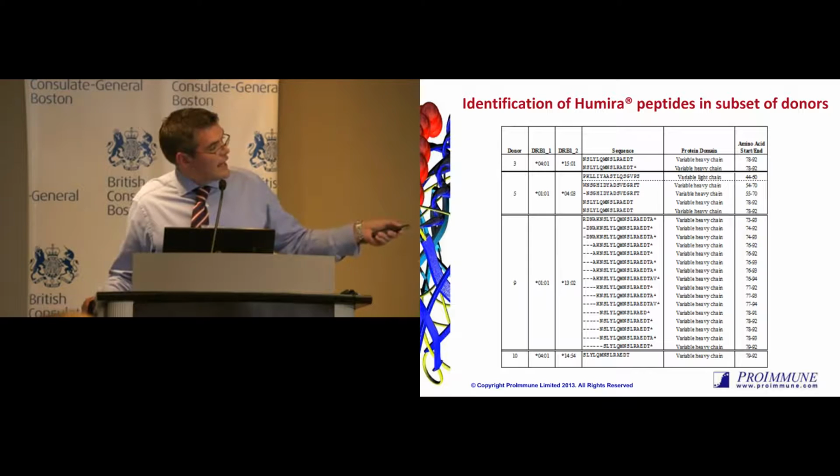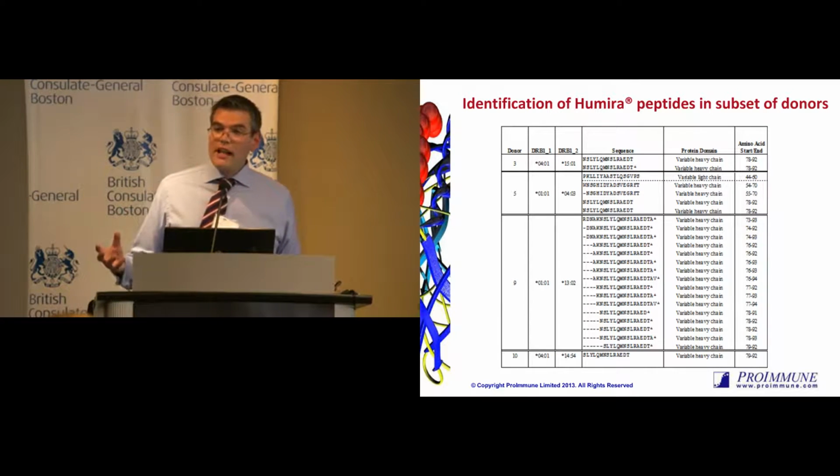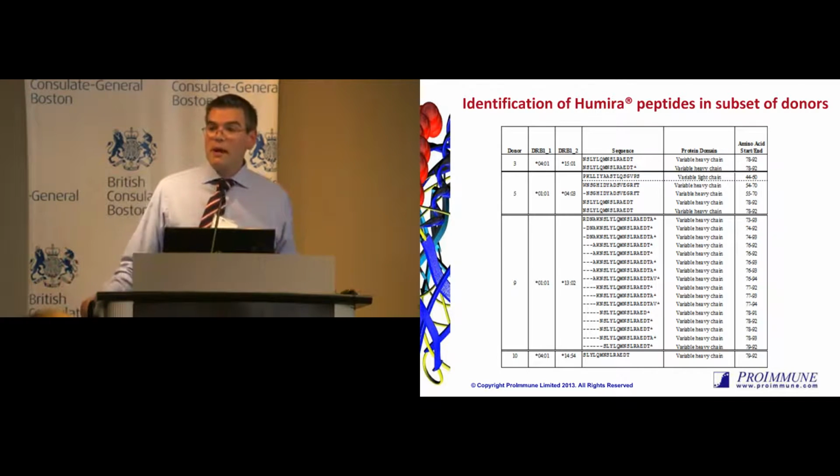And in the sequence, this is the actual identity of the peptides from Humira that were identified in these specific donors. So one question that some people are surprised at is the number of peptides that are identified, or maybe the relatively low number of peptides that are identified from Humira. Of course, we're identifying a very large number of peptides overall.